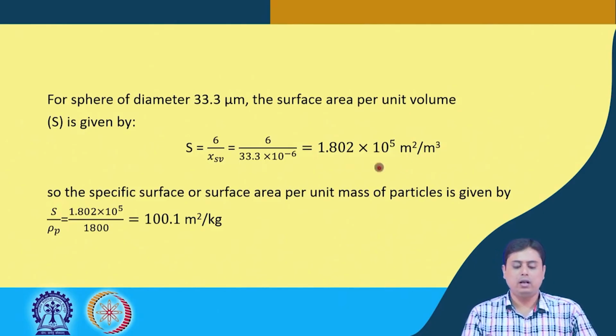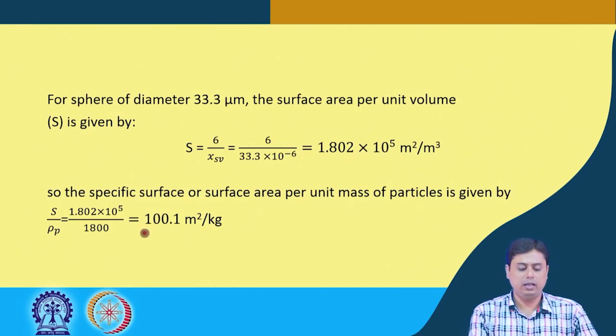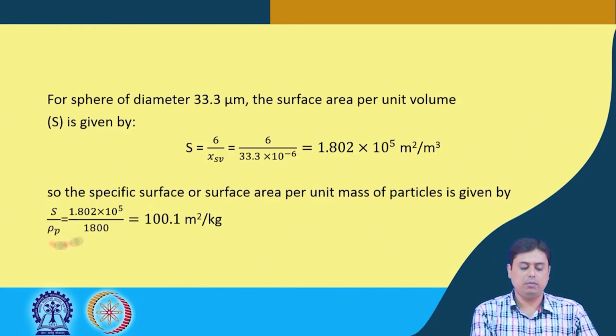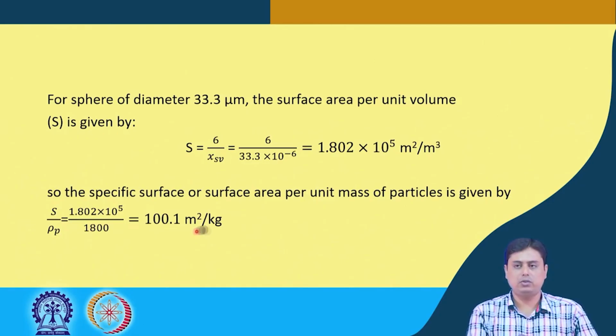Also, one can write this expression in this form to write the specific surface, or surface area per unit mass, of the particle, when it is further divided by the density of the particle, which is 1800, that is 100 meter square per kg. That gives the complete answer of this whole problem.